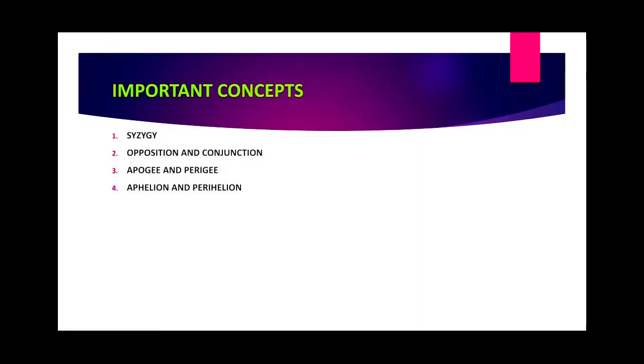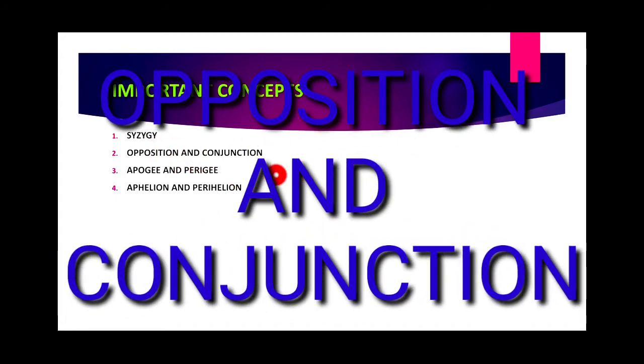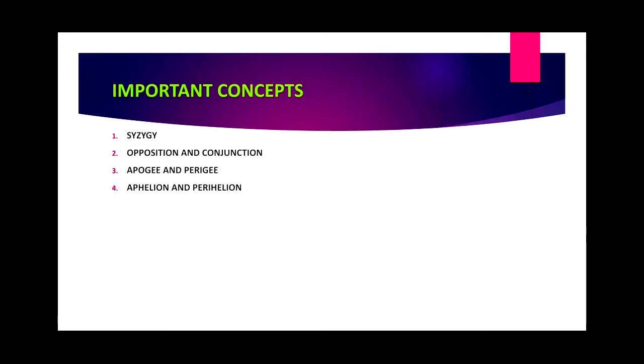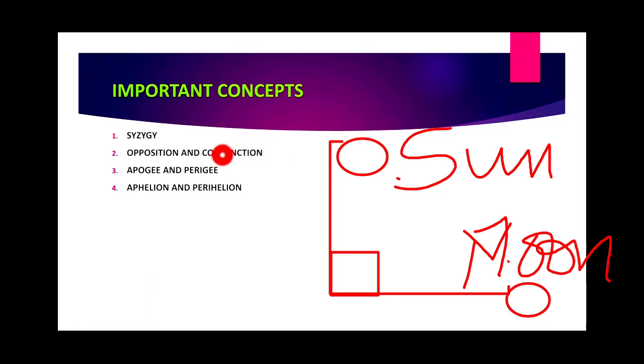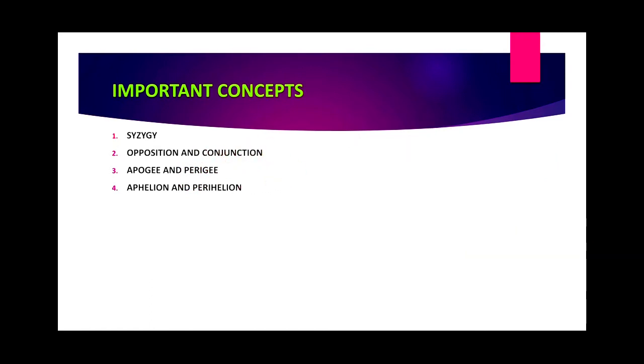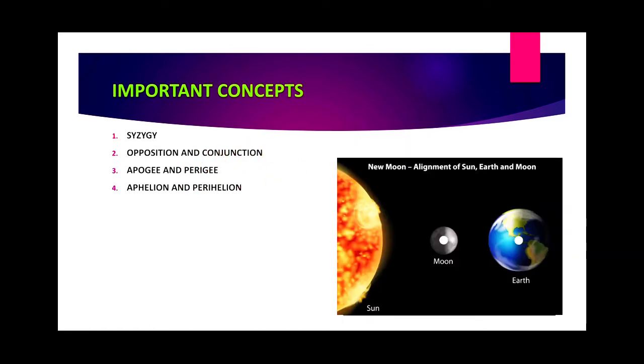This is the definition. The next topic is opposition and conjunction. So opposition and conjunction are the conditions of new moon and of full moon. Opposition happens when the sun and moon are not aligned in a straight line, rather they are at 90 degrees. Whereas conjunction is the phenomenon when all three, the sun, moon and earth, are in a straight line.